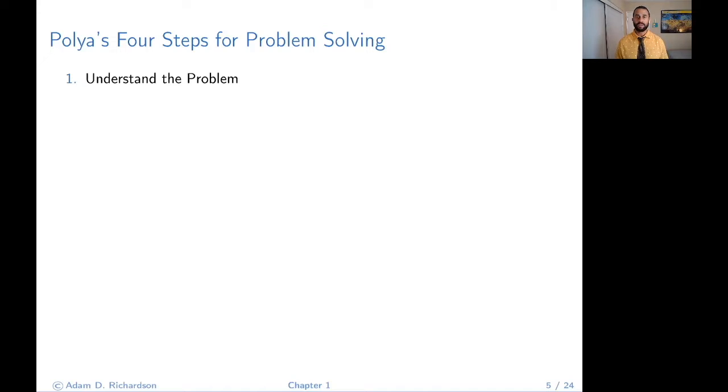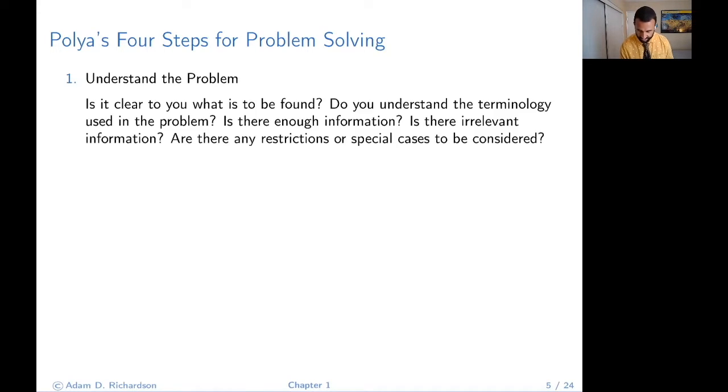All right, so the book talks about this, so we'll go over it here. These are Polya's 4 steps for problem solving. The first step is to understand the problem. How do you do that? Well, you ask yourself these questions. Is it clear to you what is to be found? What are you looking for? Do you understand the terminology used in the problem?